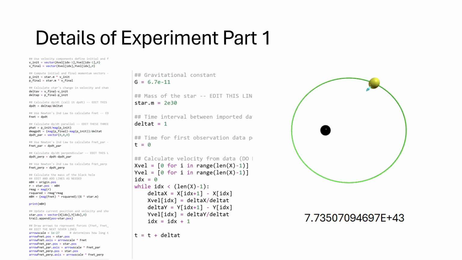As for details of the experiment in part one, we use the code to calculate the distance between the black hole and the planet. And using that and the known masses, we were able to calculate the forces. And then from there, we were able to rearrange the equation to figure out what the mass of the black hole was. And averaging all of those data points, you get 7.735 times 10 to the 43rd.